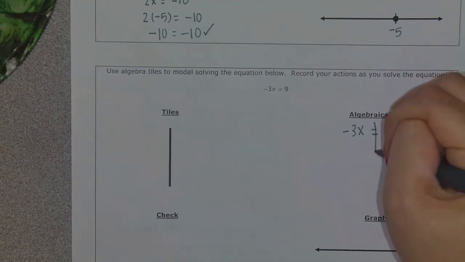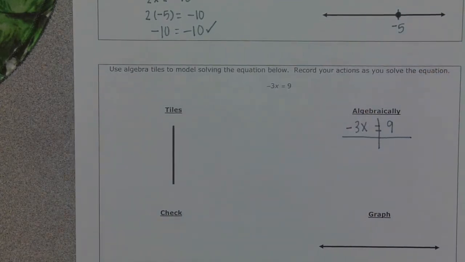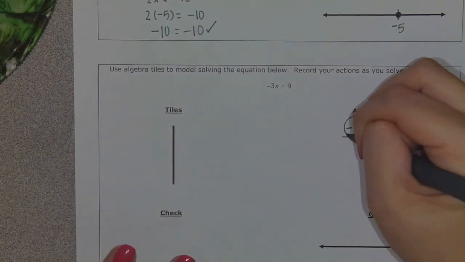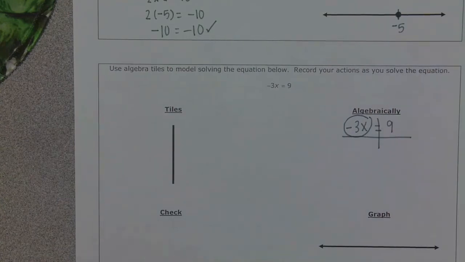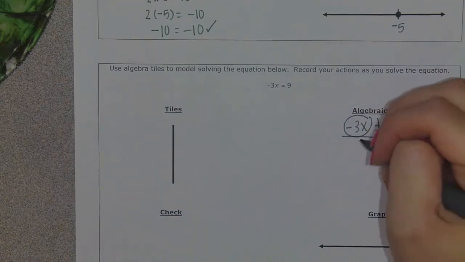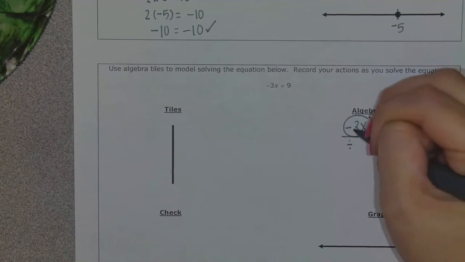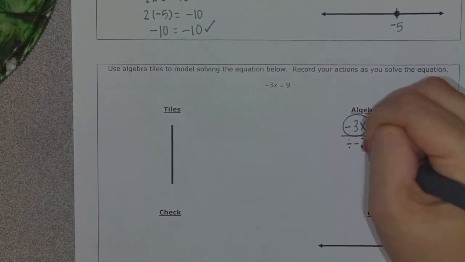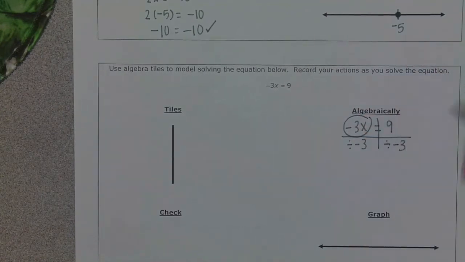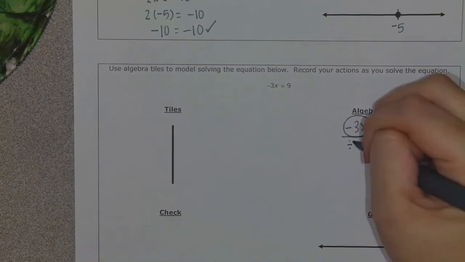I'm going to build my t-chart. And again, my goal is to get rid of what's bothering the x. Remember, that's a number and an operation. So I'm multiplying by negative 3. So I need to do just the opposite operation, which would be dividing and keep the number the same. So I'm going to divide both sides by negative 3 because what I do on one side, I have to do on the other side.